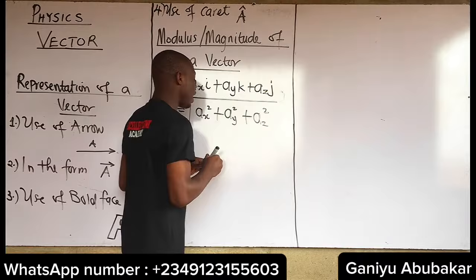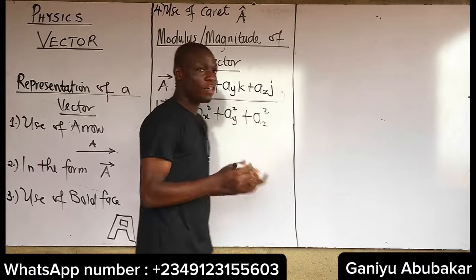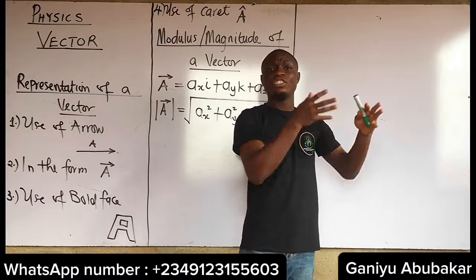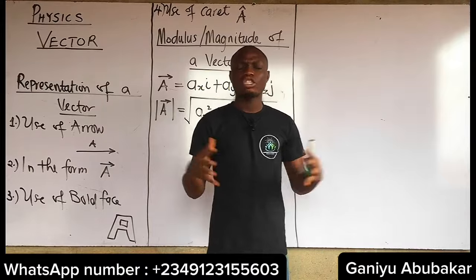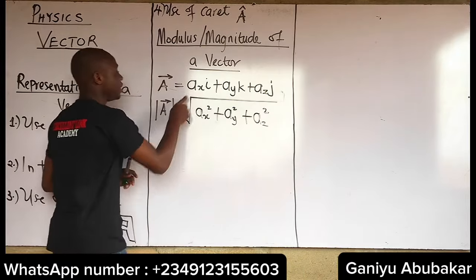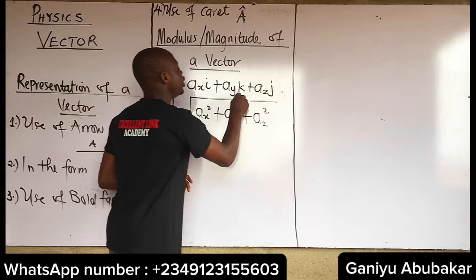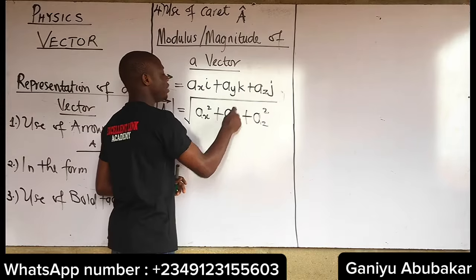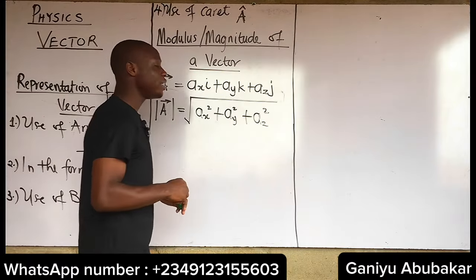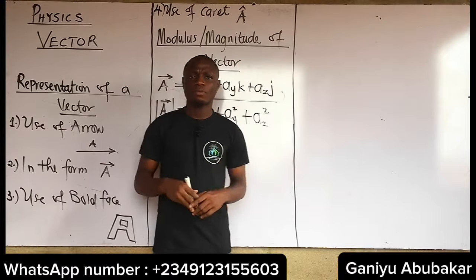So this is how to find the modulus or the magnitude of a vector. Simply take the coefficient of i, j, k and square them and sum them all together. The coefficient of i here is AX, I'll square it, plus the coefficient of k here is AY, square it, plus j is what? AZ, and square it. This is how to find the modulus or perhaps the magnitude of a vector.